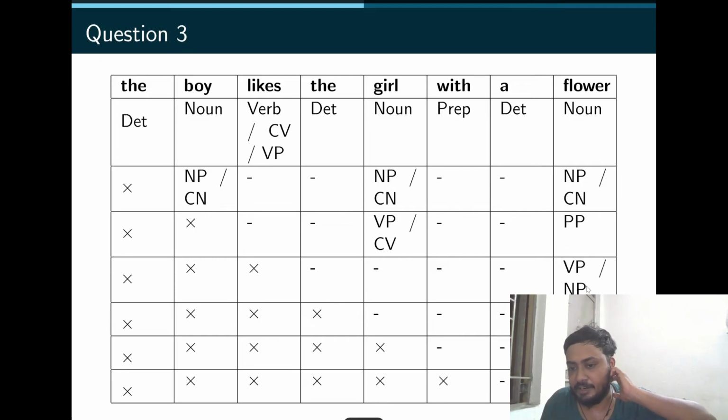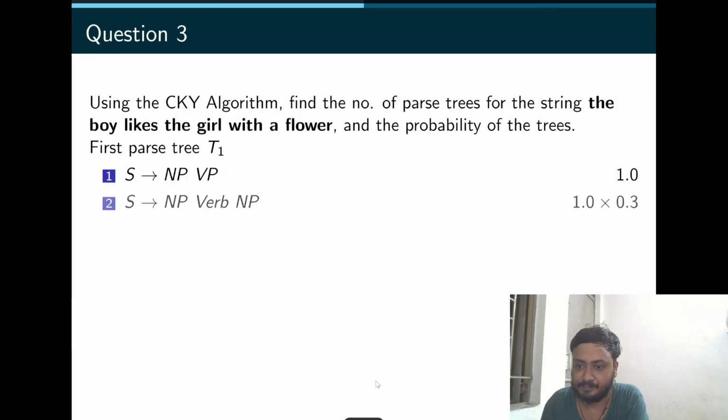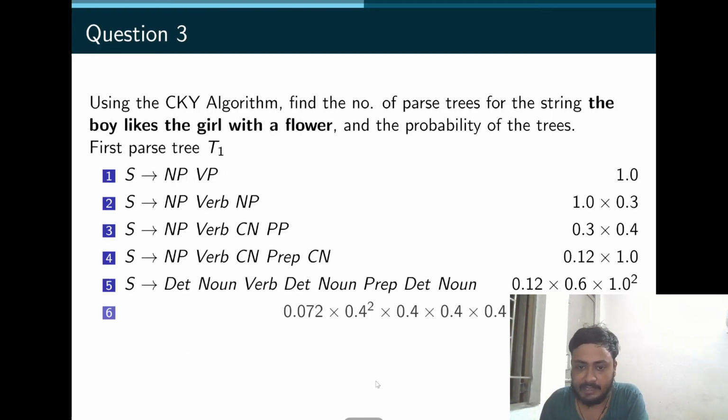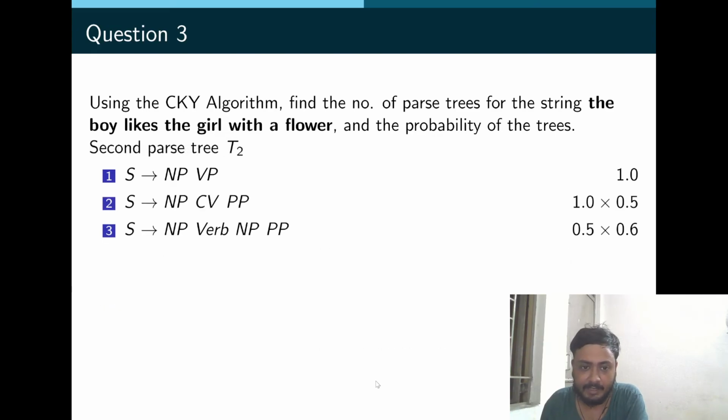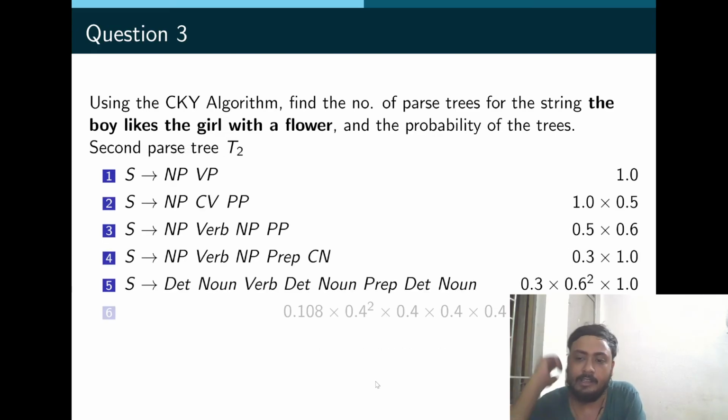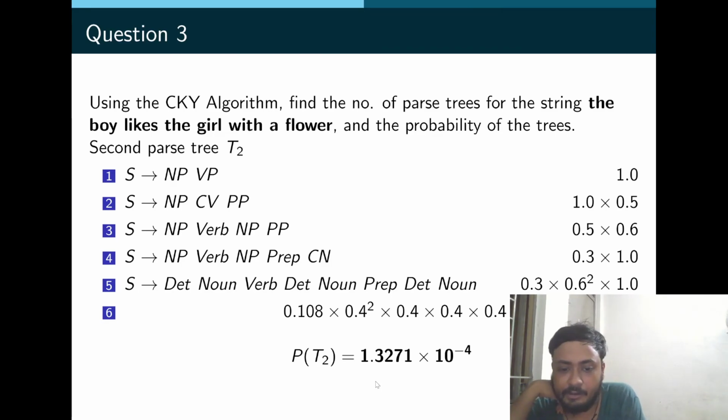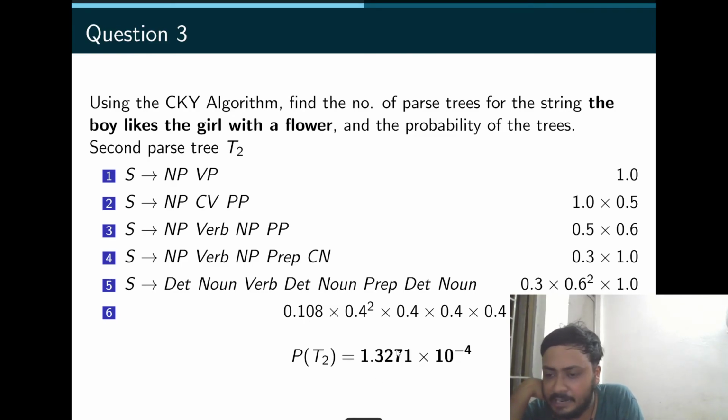And that is why over here, we combine CV with PP to get VP. We also combine CN with PP to get NP. The rest of the things are straightforward. I guess this is clear then. It is all about creating that table. The rest is very similar to how you would do these problems: you write down the rules, keep multiplying the probabilities, and that will give you the parse tree.